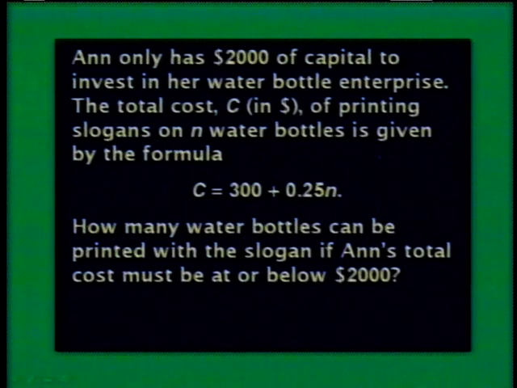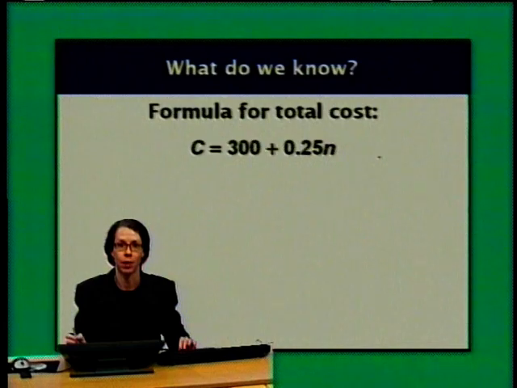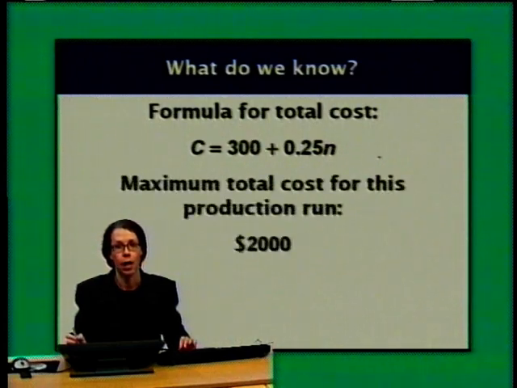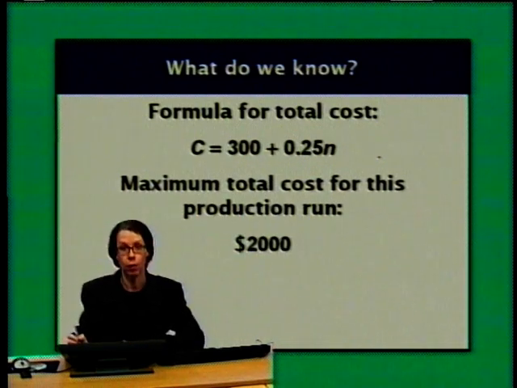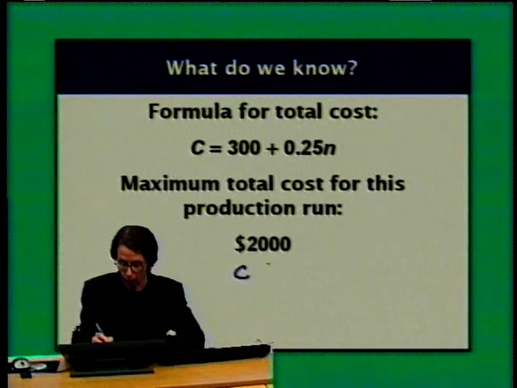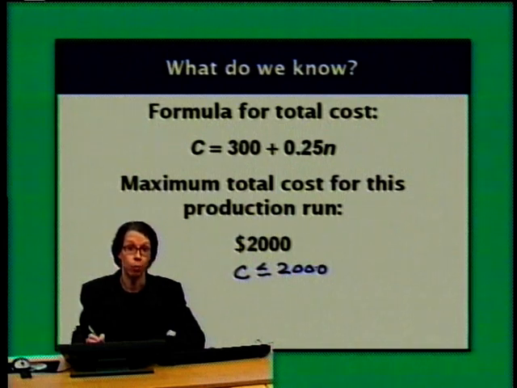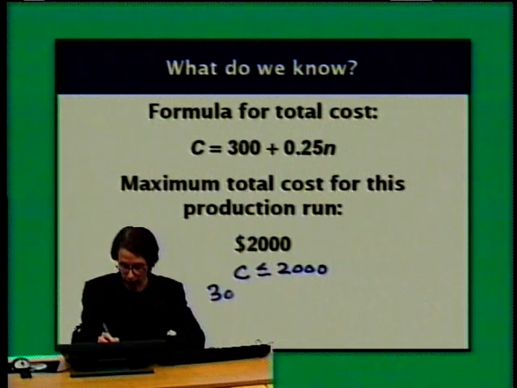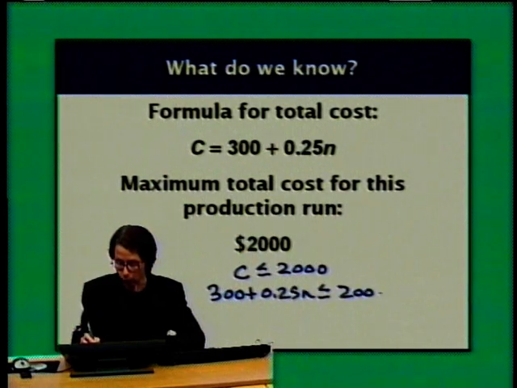So when we're trying to understand the problem here, we realize that there's a maximum cost that Anne can afford. So we want to keep our costs below this $2,000. This suggests an inequality. So what do we know? Same formula for total cost. And we also know the maximum total cost has to be $2,000. So a way I can write this in terms of my formula is the cost must be at or below $2,000. And if I replace C with the expression that calculates the total cost, I end up with a linear inequality, which I can solve.